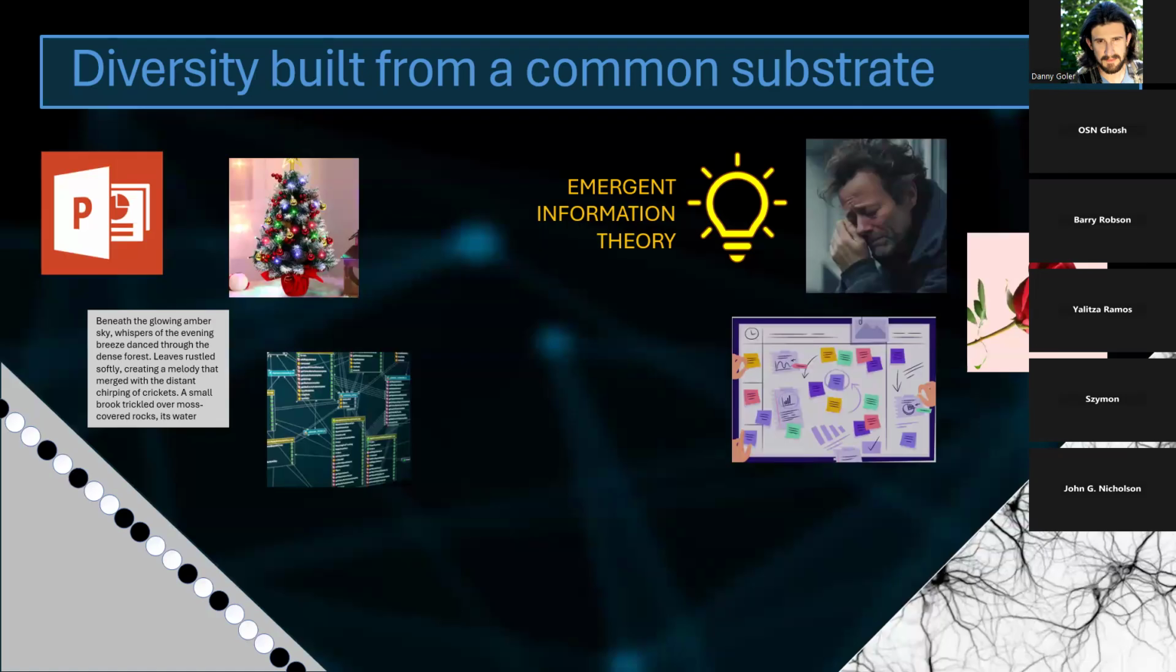On the human side of things, everything from emotions to phenomenal consciousness to the plans that we make for the future, even something as crazy as emergent information theory. Those are all things which exist in the diversity of high-level phenomena created in the information dimension of the brain.